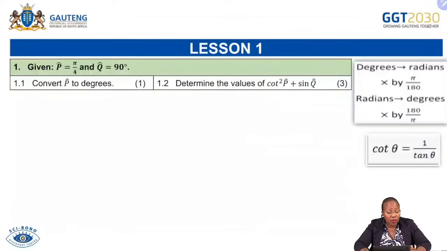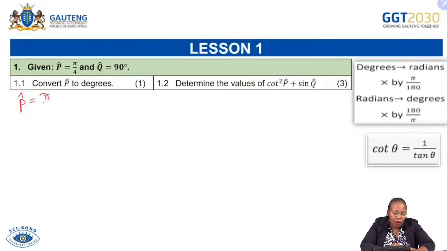And then now let's look at this activity here. We are given angle P, which is pi radians over 4, and angle Q, which is 90 degrees. And then on 1.1, you need to convert this angle P to degrees now. Remember we are converting angle P, which is pi radians over 4, to what? To degrees.